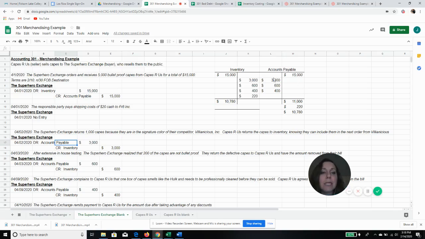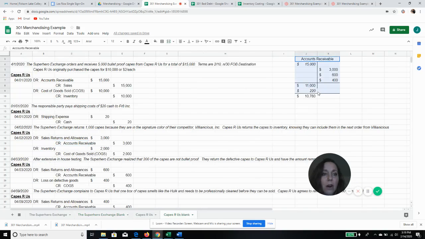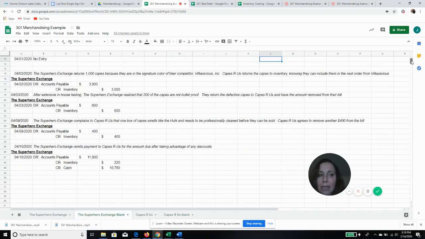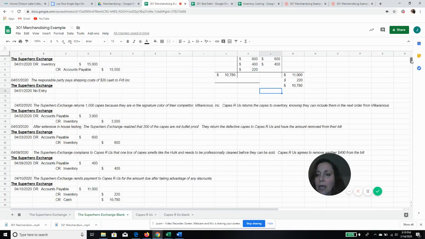That's why I like to keep these T accounts going, because I can always check to make sure that my balances are the same, and they are. The second thing that you should always remember is that on the buyer side, every time they get something off their bill, they book the exact same entry.